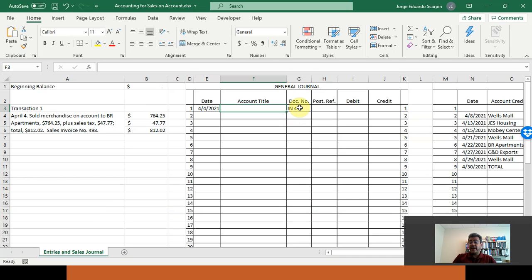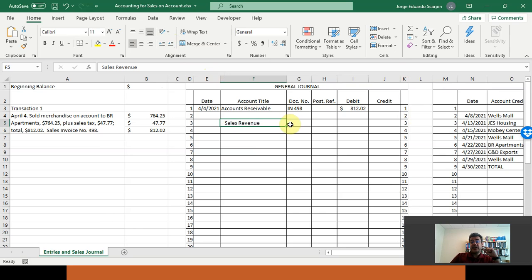Account title here. We can debit accounts receivable or BR Apartments. That's up to us. So, accounts receivable, how much we will receive. We will receive the total. We will collect all of the money. So the debit, A1202. Our credit, sales revenue, or only sales.